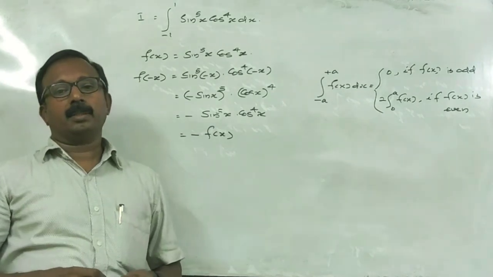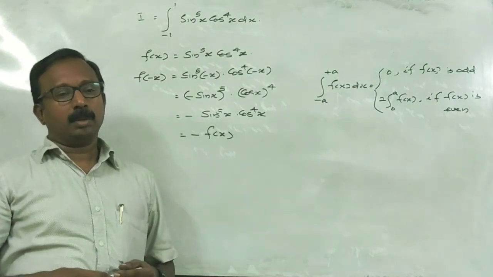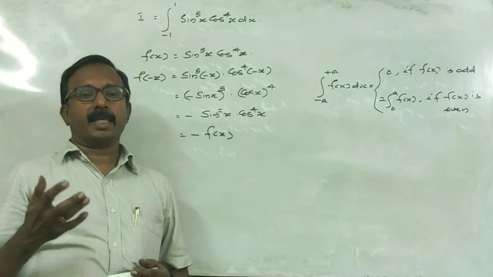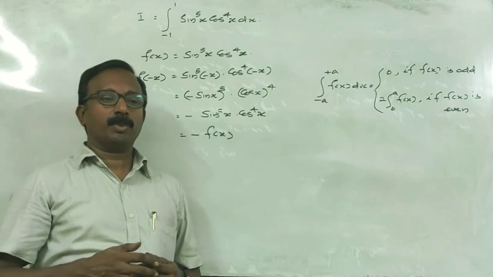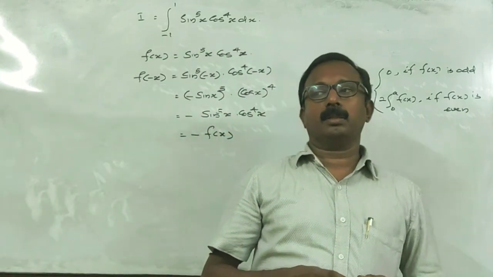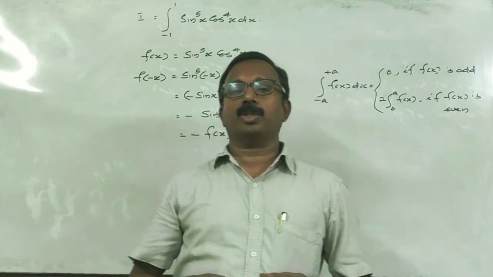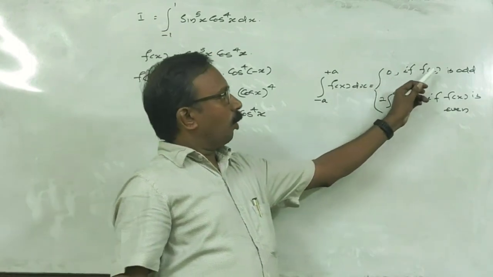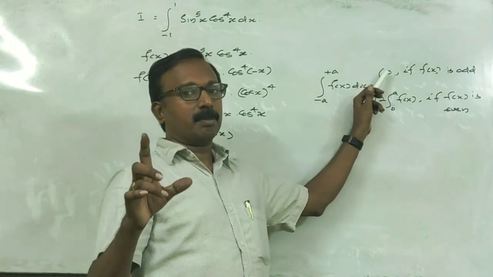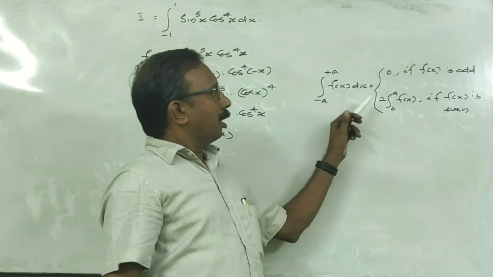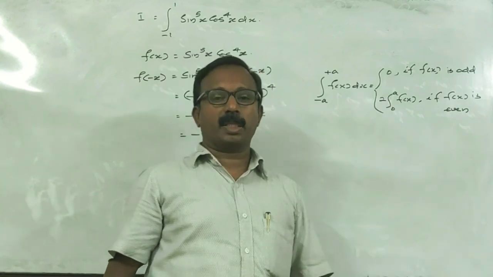How can we find whether a function is even or odd? In the given function, if you put x is equal to minus x and if f of minus x is equal to f of x, then the function is said to be an even function. If f of minus x is minus of f of x, then the function is said to be an odd function. If the function is odd, then integral minus a to plus a f of x dx is 0, its result becomes 0. And if the function is even, then integral minus a to plus a f of x is 2 into integral 0 to a f of x dx.